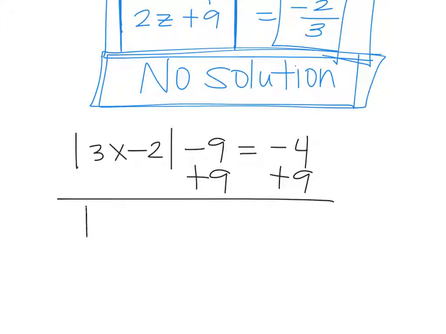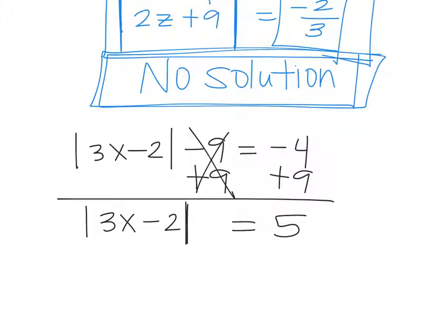You get the absolute value of 3x minus 2 equals, because this canceled, negative 4 plus 9 is 5. Is this no solution? It's not, right? Because we've isolated and now it's positive over here. So it's not no solution. Now we can solve it.